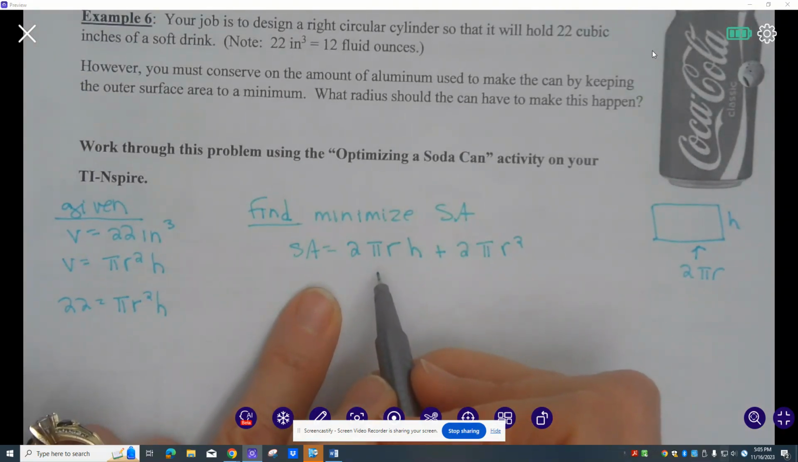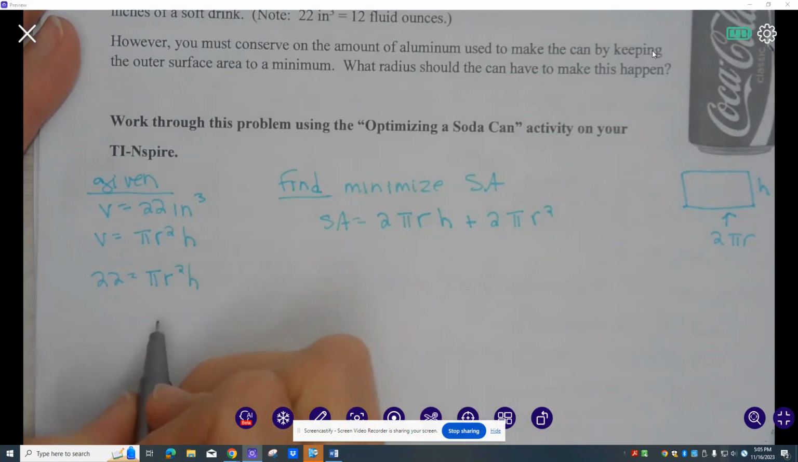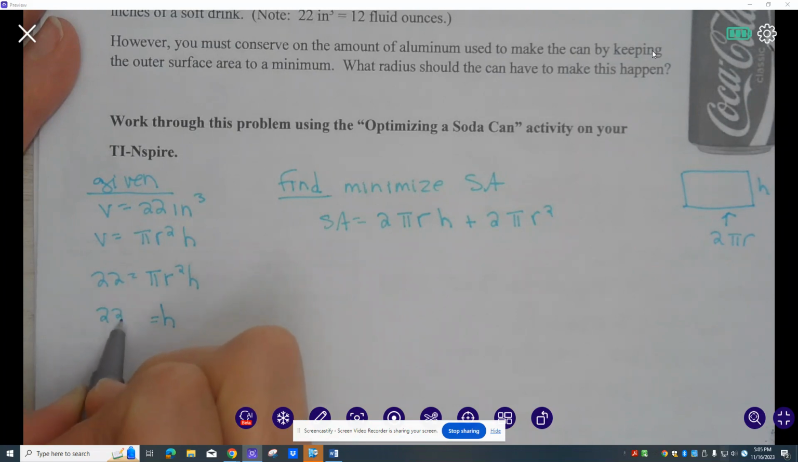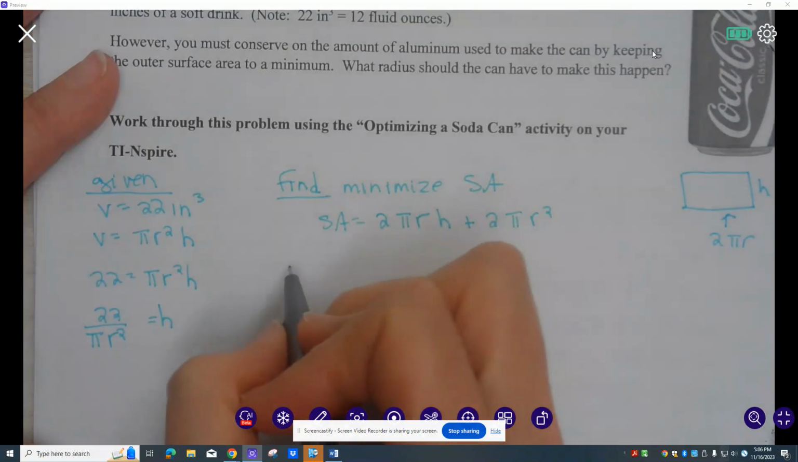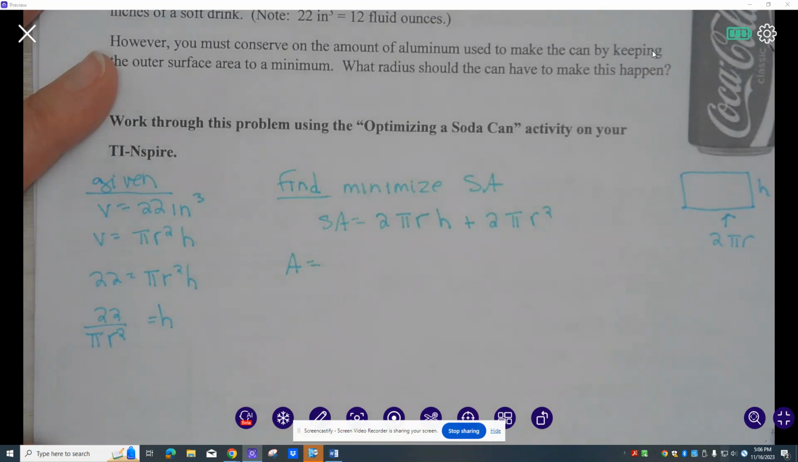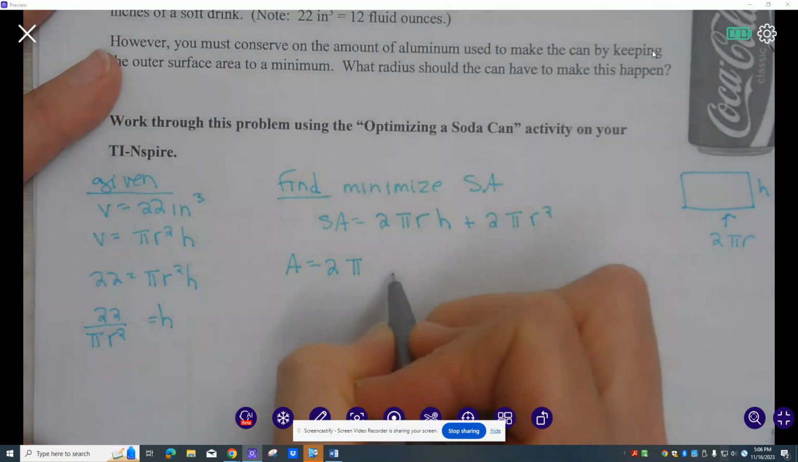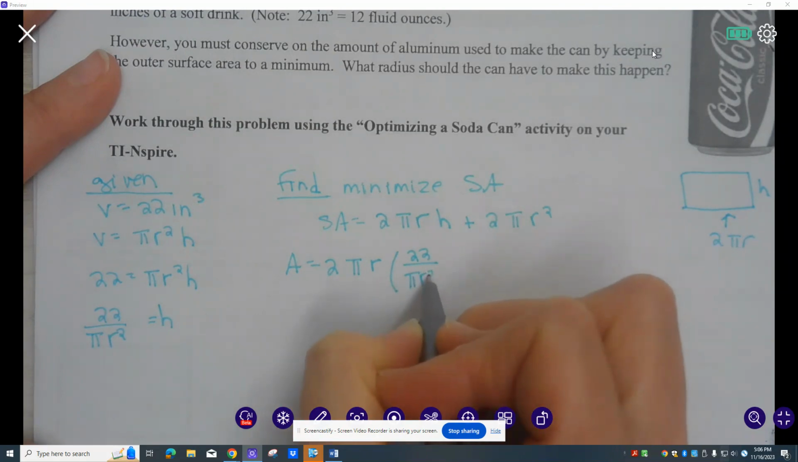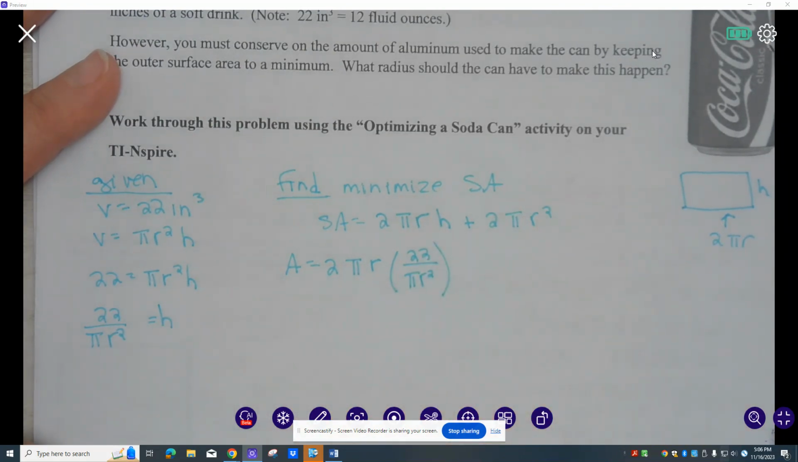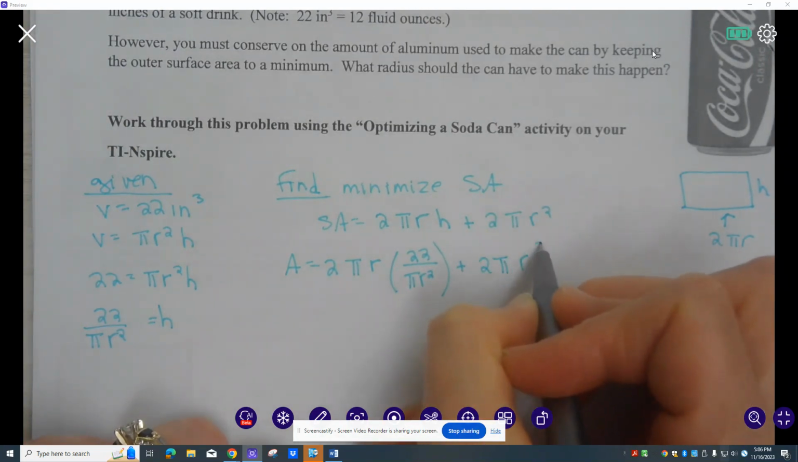But again, I have to write it in terms of a single variable. So go back to your given function and solve that for h. So h equals 22 over pi r squared. And then I'm going to substitute that into here. I'm also going to just start calling this A for area because I don't feel like writing surface area the whole time. So surface area will be 2 pi r times 22 over pi r squared. So substituting in for that h to get a single variable, plus 2 pi r squared.